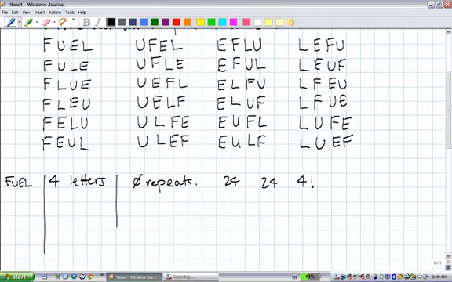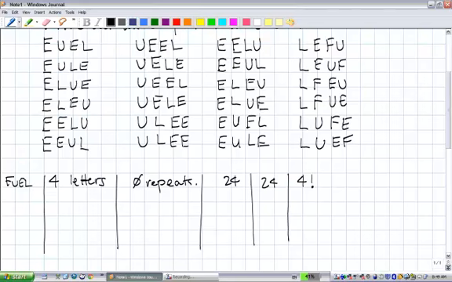So let's change this a bit. Let's take every F and turn it into an E. That's the main reason why we're using capital letters here. As we turn every F into an E, we start to see words that are the same. For instance, EUEL is going to be the same as EUEL. It's the same word. So complete that. We've changed it to EUEL. We have 4 letters still. We have 2 repeated letters.